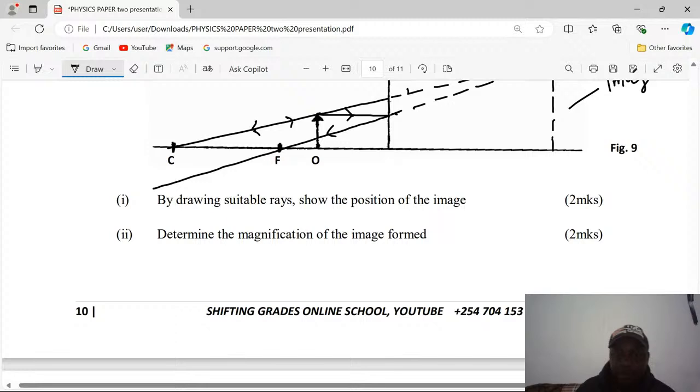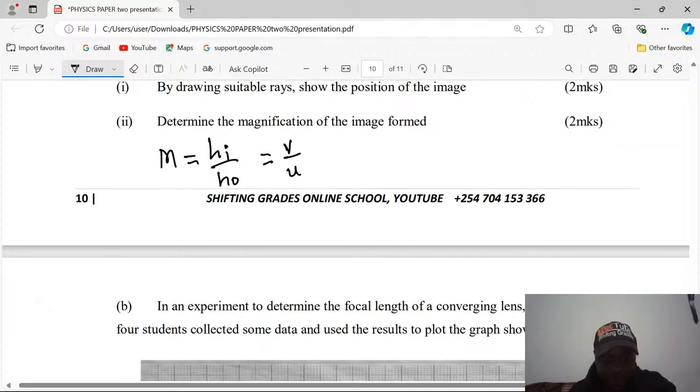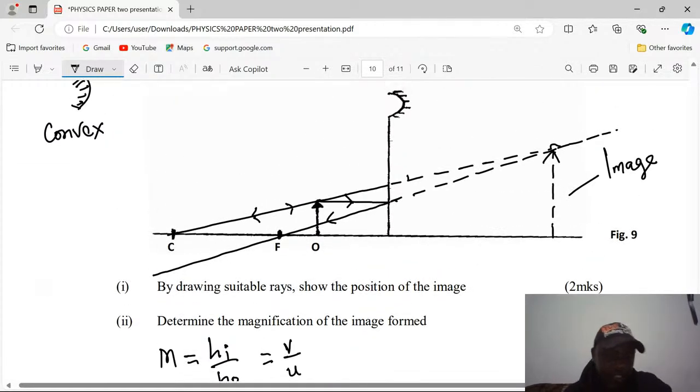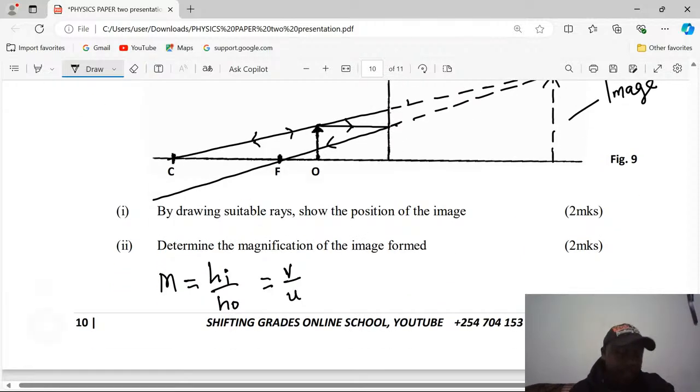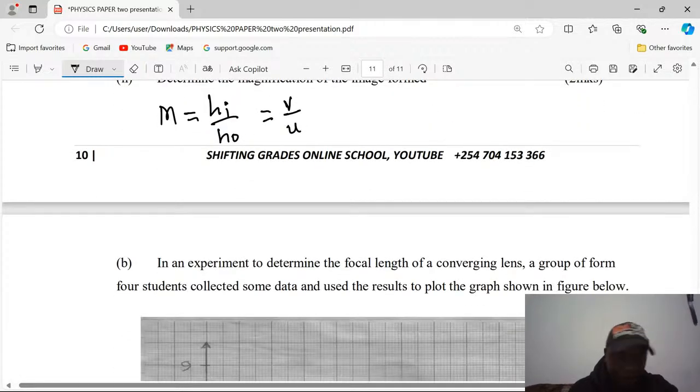Determine the magnification. So magnification can be given by height of image divided by height of object. The same can also be given by distance of the image, small letter v, divided by distance of object, small letter u. So you can work out that, please. In case you get this paper, make sure you print it and you construct so that you may measure the distances according to what you get in the paper.